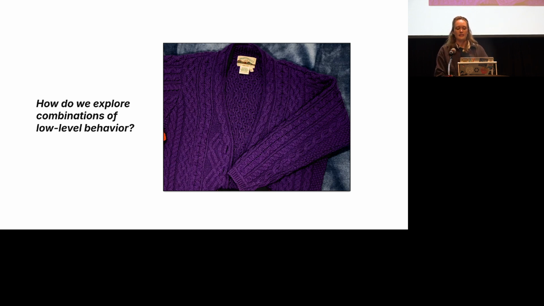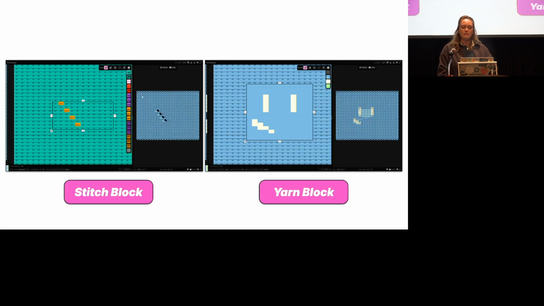So the goal of the work I'm presenting today was to enable higher level manipulation of these low level material effects through composable design primitives. So we've extended the original version of Knitscape. In this new editor, you can make blocks of knitting instructions, which are called stitch blocks, and blocks of yarn assignments, which are called yarn blocks.